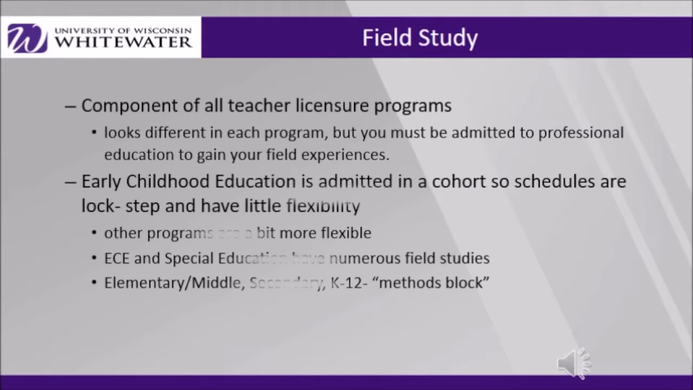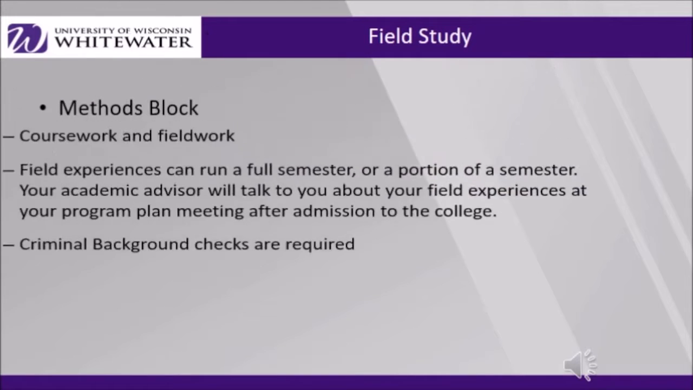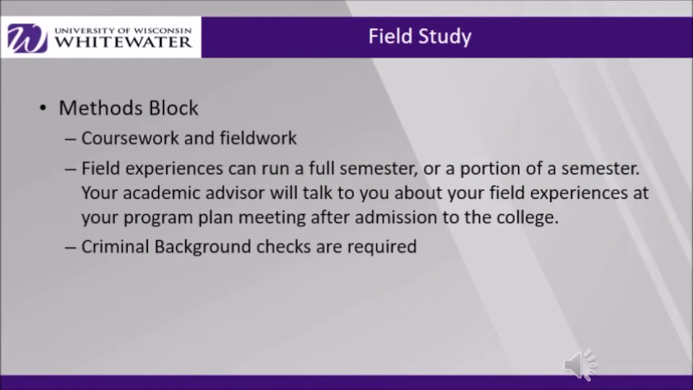Early childhood students are admitted in a cohort, so schedules are lockstep and have little flexibility. Early childhood education and special education have numerous field studies. Elementary education, secondary education, and K through 12 areas have what we call a methods block. Methods blocks are a combination of coursework and fieldwork. Field experiences can run a full semester or for a portion of a semester.